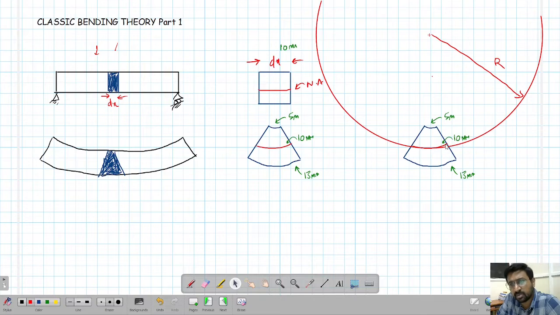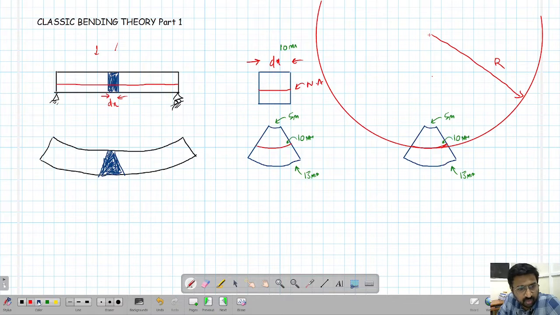This circle will be a very, very big circle. This is the radius of curvature. The idea of this is very simple. Now if the neutral axis, this line, I draw to look like this.